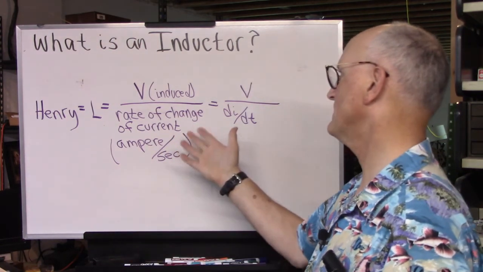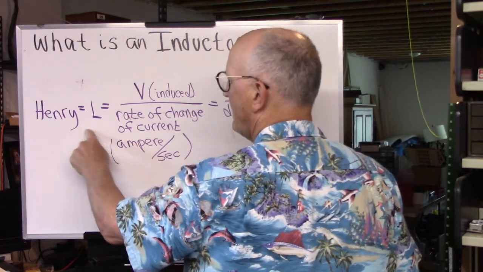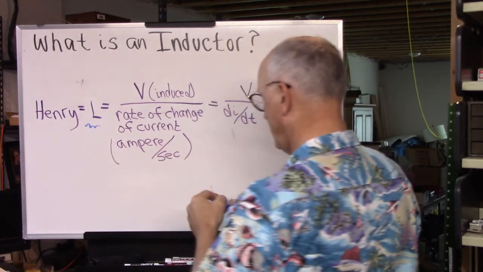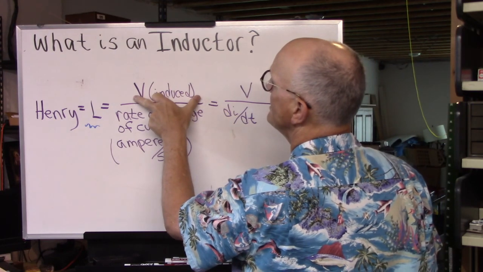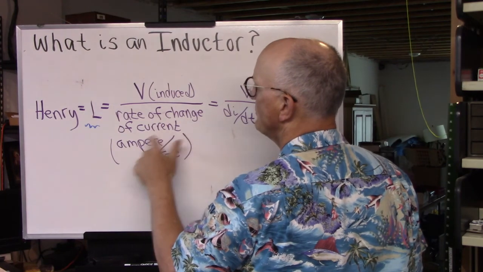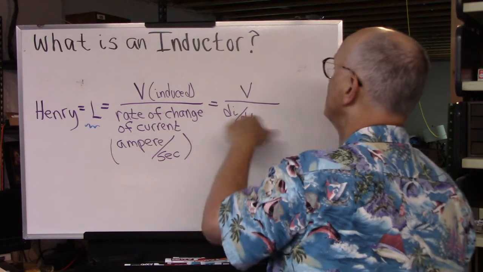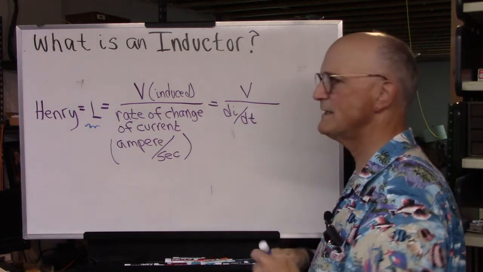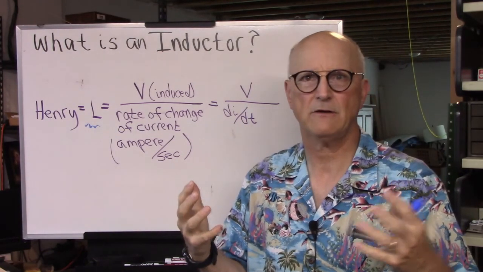So we have here this lovely equation: 1 Henry, and the standard identifier usually used for inductors is L, is equal to a voltage that is induced divided by the rate of change of current in amperes per second. And this is the boiled down version, V over di dt. You say, well, what is this? Well, let's put this in perspective in more of a mechanical way.